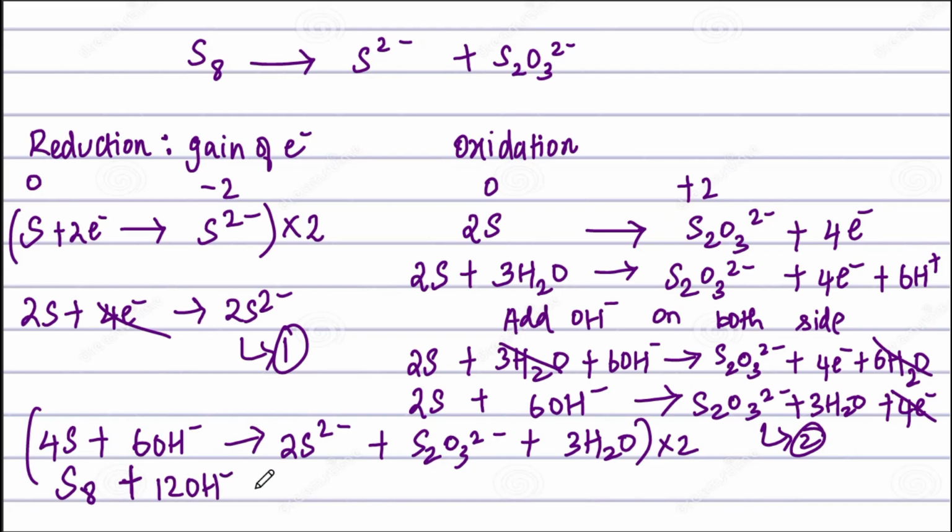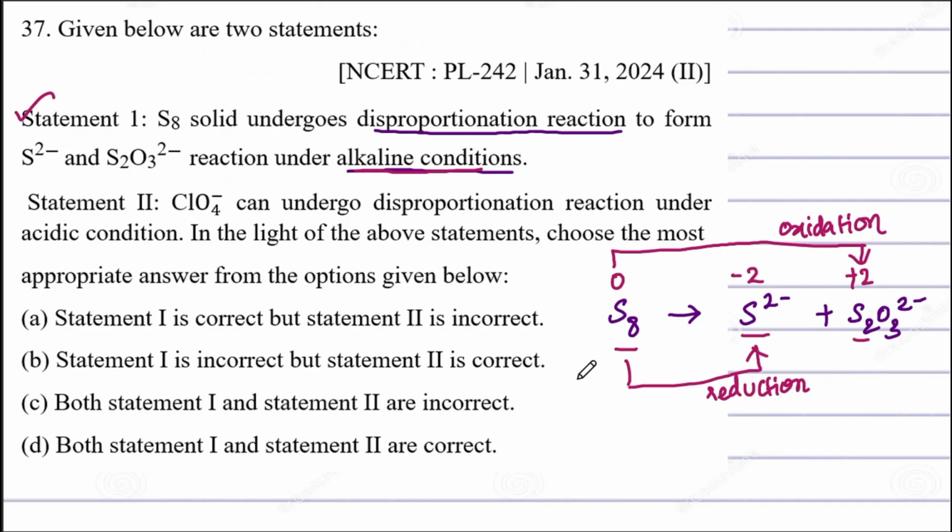12 OH minus gives 4 S2 minus plus 2 S2O3 2 minus plus 6 H2O. So this is the final equation. So the final balanced equation for this disproportionation reaction is S8 plus 12 OH minus gives 4 S2 minus plus 2 S2O3 2 minus plus 6 H2O. So this is the final reaction and statement 1 is correct.